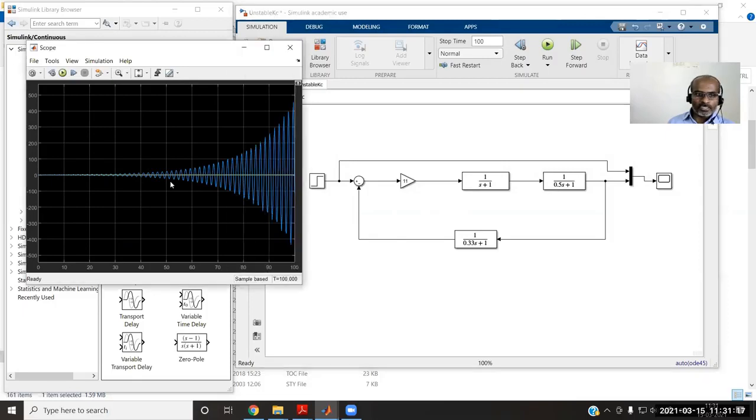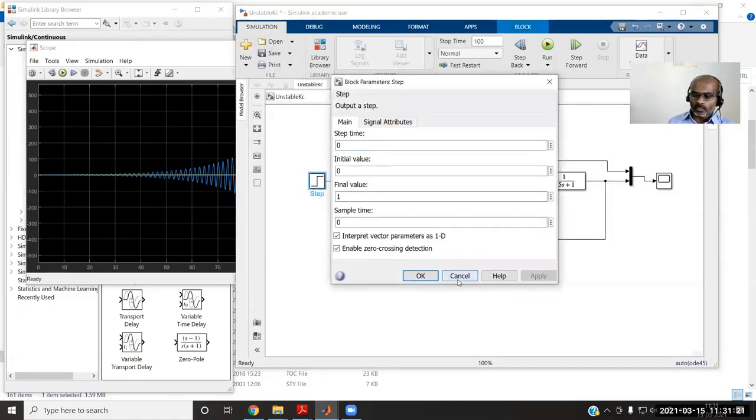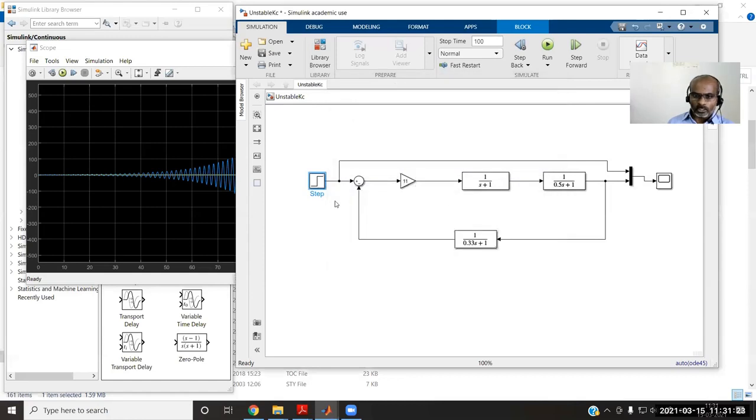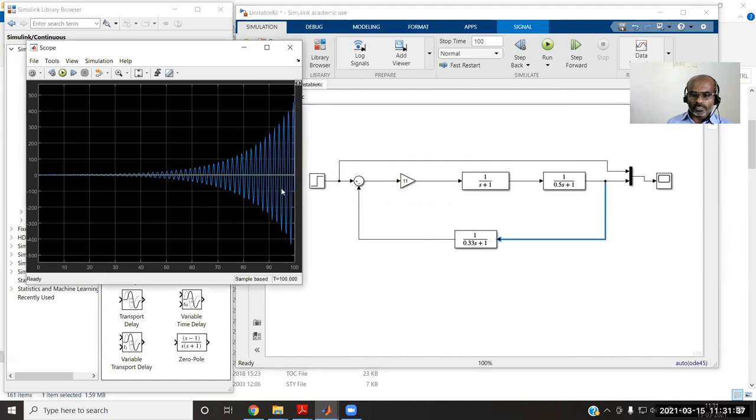Originally stable, otherwise initially at least, if you give a set point of 1 with no controller, the output is also at least settling at a value of 1. If you don't have this measurement and controller, this will settle at a value of 1. Whereas with a controller, we are making the system worse.